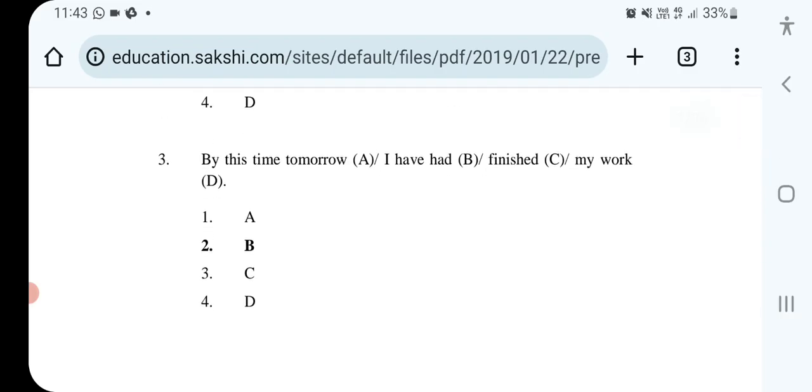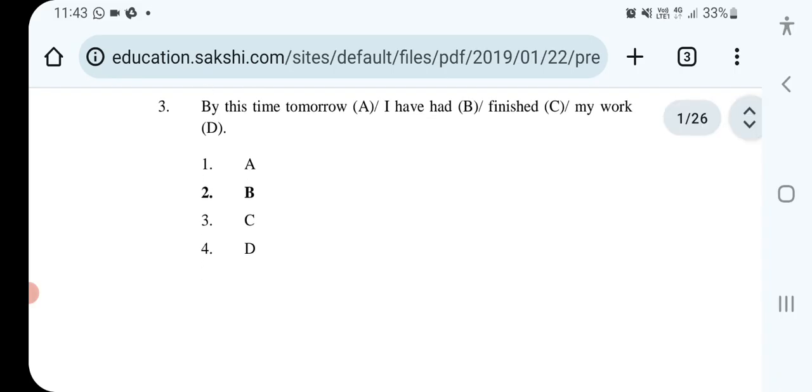By this time tomorrow, I have had finished my work. We are talking about the future, so I will have finished. I will have finished should be there. So in part B, I have had is there, so that's wrong. So the answer is B.